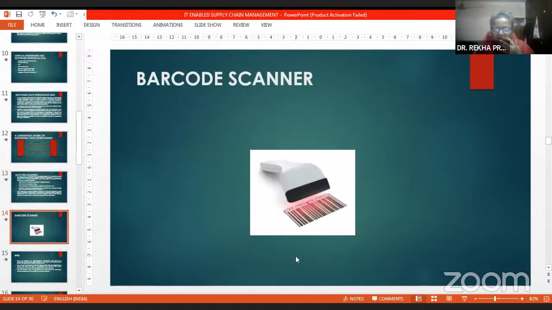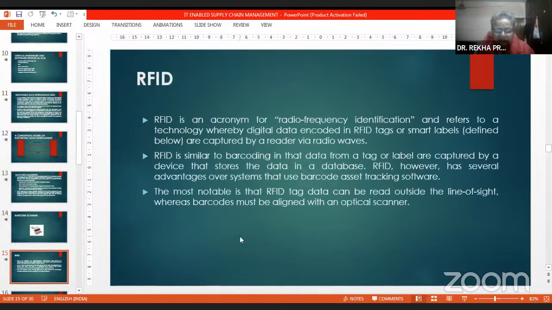This is a photograph of the barcode and this is the scanner. It reads the information from this and decodes it. Then the next thing which is available is RFID, radio frequency identification.